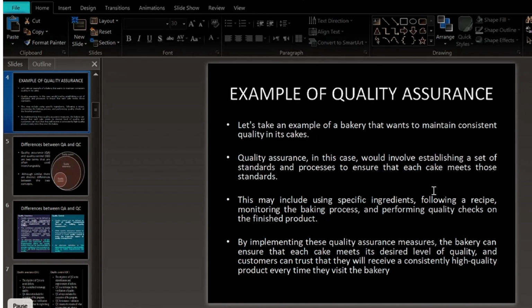So quality assurance in this case would involve establishing a set of standards, number one, and processes to ensure that each cake meets those standards.